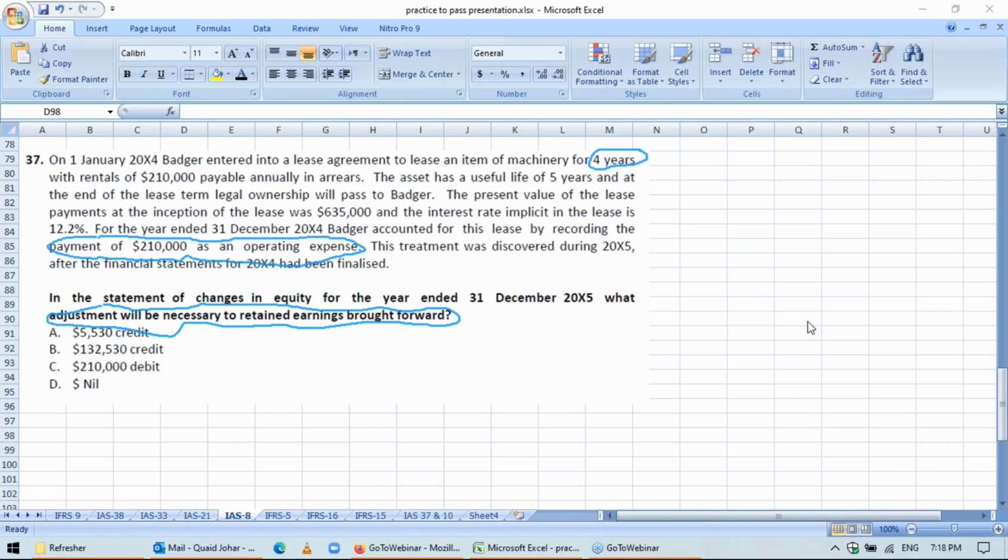So the accounting treatment has gone wrong. They have recorded the payment as an expense. So this should not be recognized as an expense. So the expense will be credited, which was previously debited. So what happens is that we will reduce the expense first.